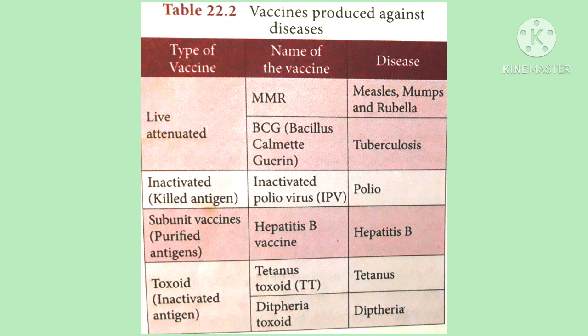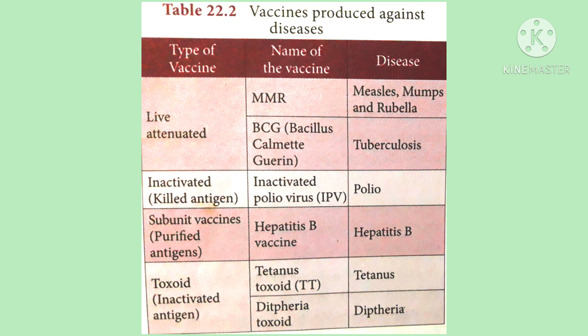Subunit vaccine. What is the name of the vaccine? Hepatitis B vaccine. It helps to cure the disease hepatitis B. Last one, toxoid. Tetanus toxoid, it helps to cure the disease tetanus. Diphtheria toxoid, vaccine name diphtheria toxoid, it helps to cure the disease diphtheria.